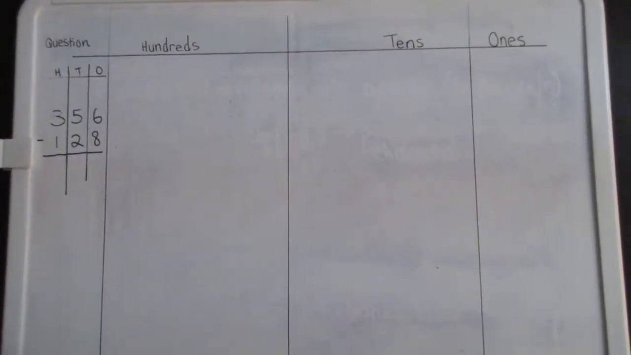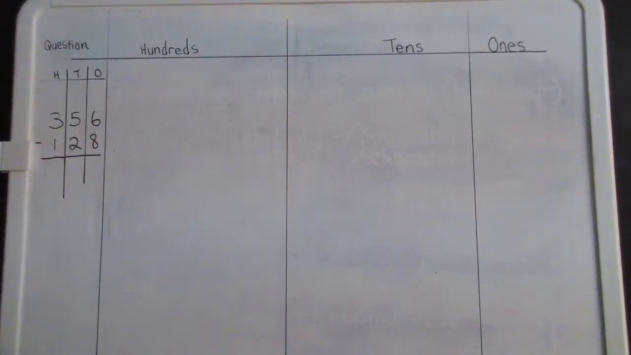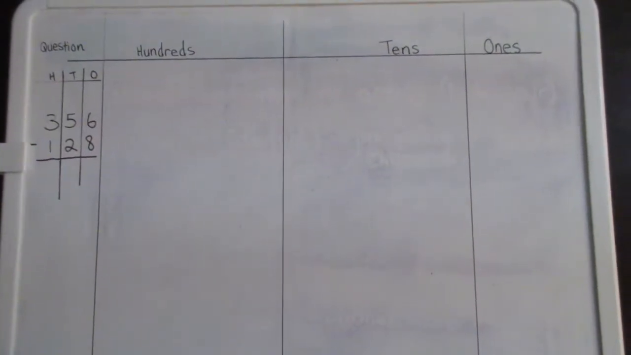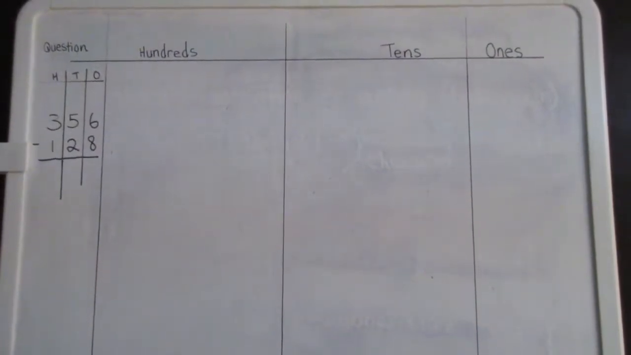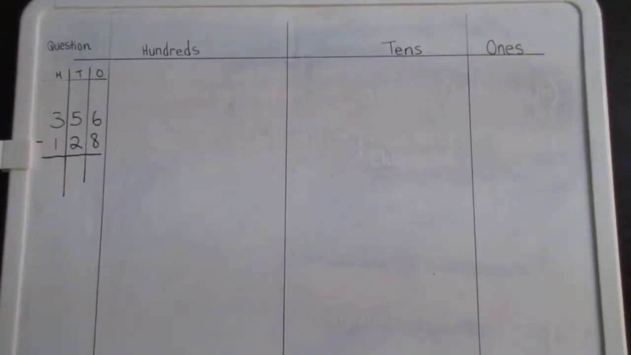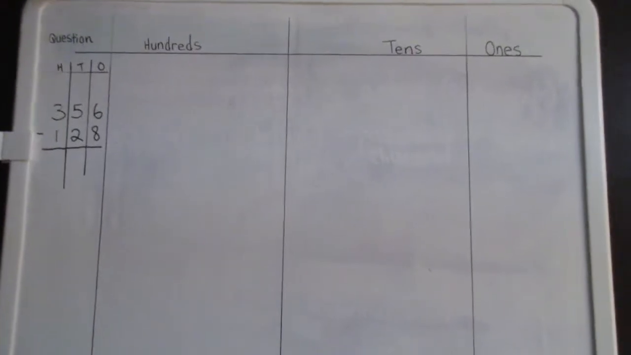Today I'm going to teach you how to do subtraction with regrouping. We're going to take a look at 356 subtract 128. The first thing you're going to do is show 356 with your base 10 blocks.